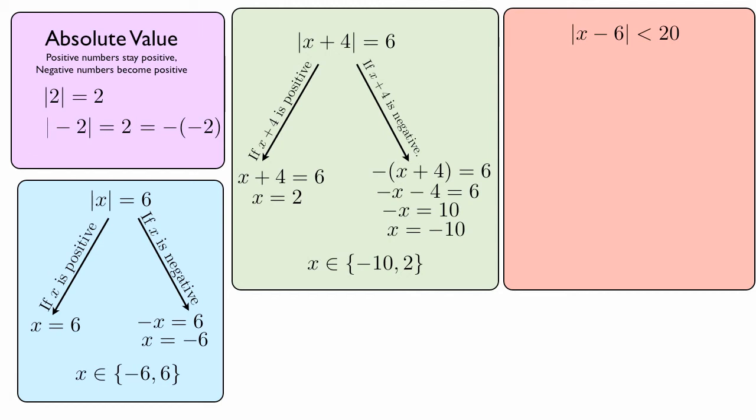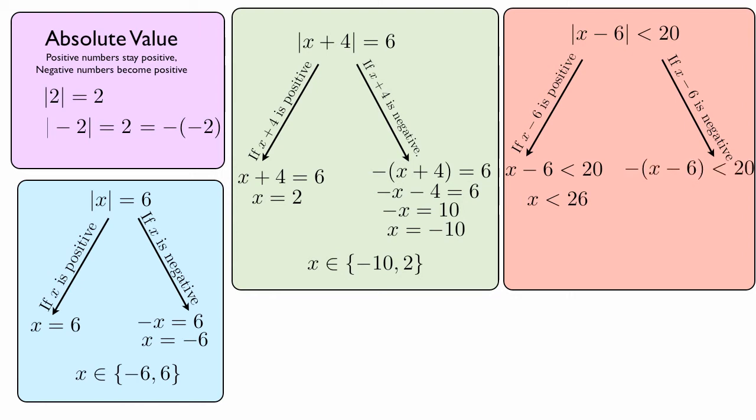We have the absolute value of x minus 6 is less than 20. And again, if x minus 6 is positive, it's already positive, and it does not change because of the absolute value. So we have x minus 6 is less than 20. We add 6 to both sides, and we get x is less than 26. But if x minus 6 is negative, that means that we have to multiply it by negative 1, or find the negative of it, to make it positive.